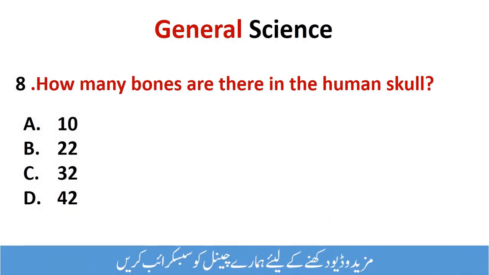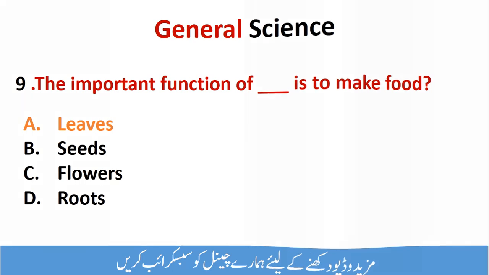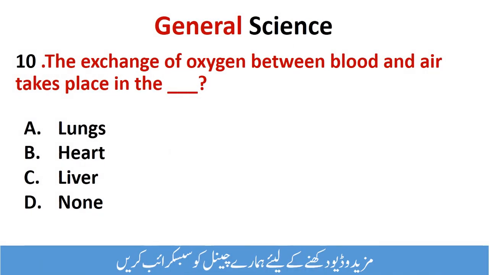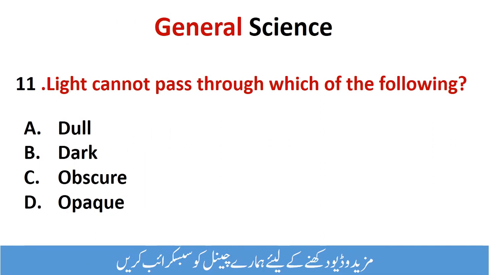Next question: How many bones are there in the human skull? The correct option is option B. Next question: The important function of dash is to make food. The correct option is option A. And the exchange of oxygen between blood and air takes place in the dash. The correct option is option A. Next question: Light cannot pass through which of the following? The correct option is option D.